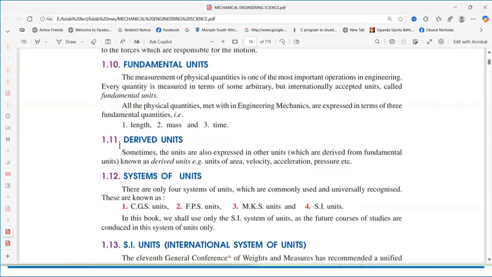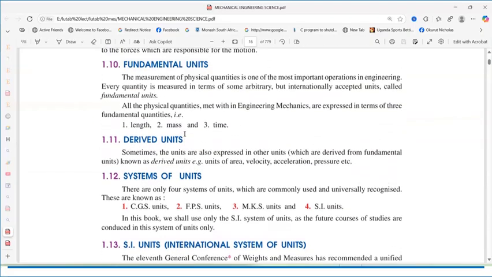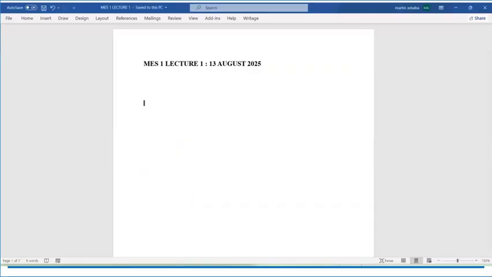Next is that we need to talk about the fundamental units. So the fundamental units, we will see that we have derived units and a system of units, or SI units. So the fundamental units are basically the units of length, mass, and time. These are called fundamental units: mass, length, and time. So let me write for you something here.